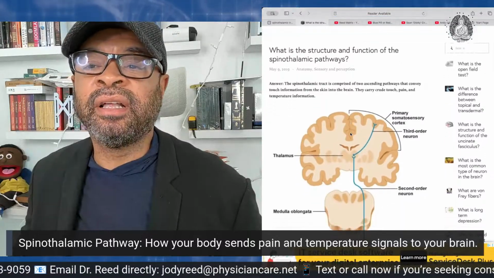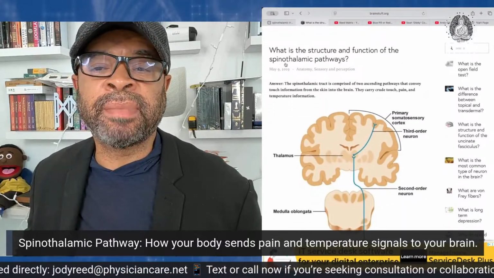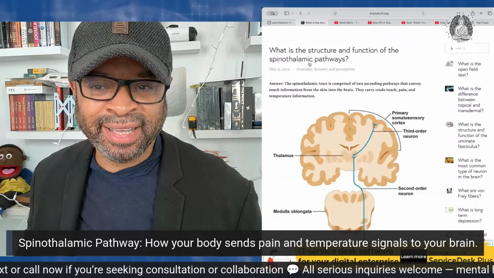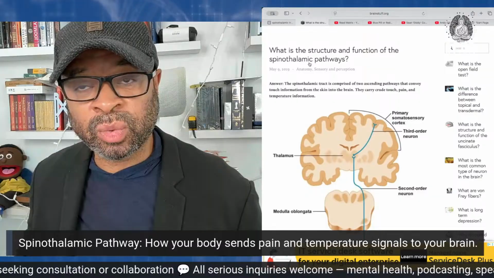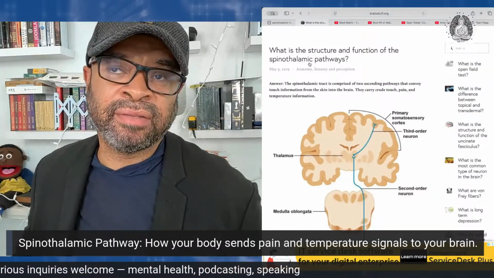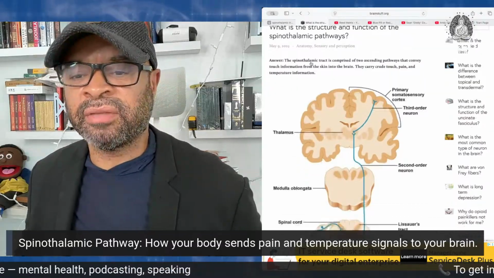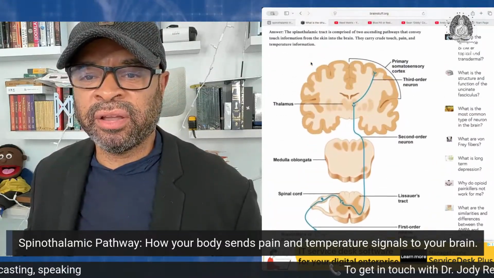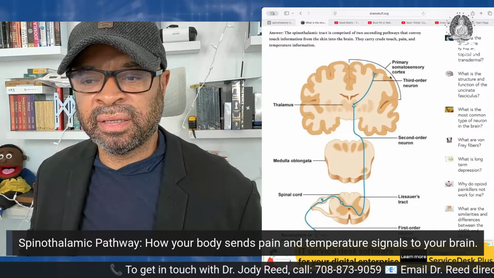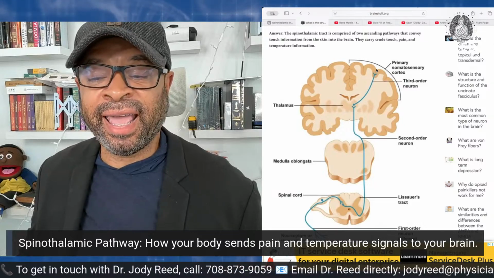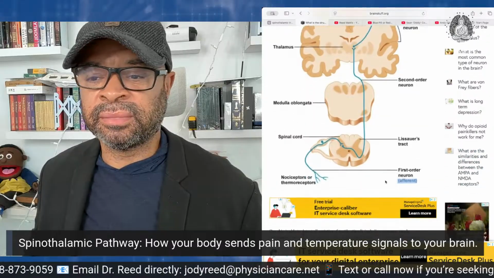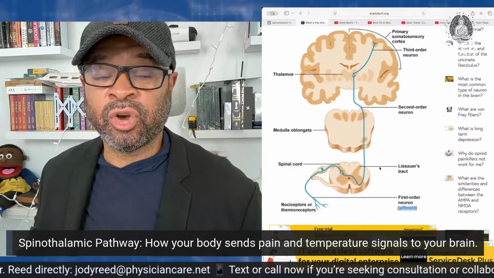Let me look at this one here, and let me see if I can give you a diagram here. Okay, what is the structure and function of the spinothalamic tract? Remember, from the spine to the thalamus, right? And then from the thalamus to the somatosensory cortex. Once the traffic gets to the somatic sensory cortex, then you have conscious awareness of the pain or discomfort. Okay, so here, the primary somatosensory cortex, right here, that's the end point. This is an afferent. You see afferent right here. Afferent, meaning it's going into the nervous system.